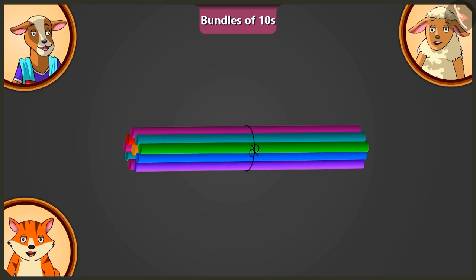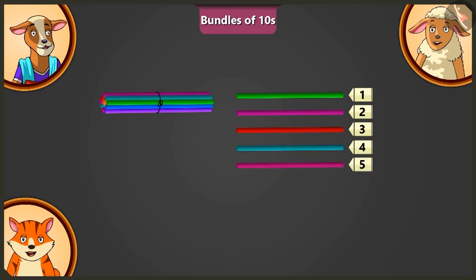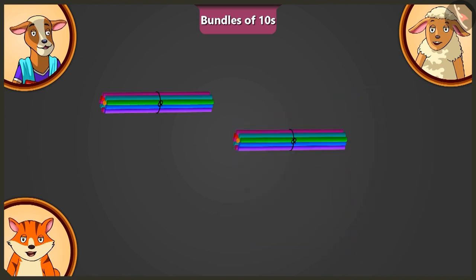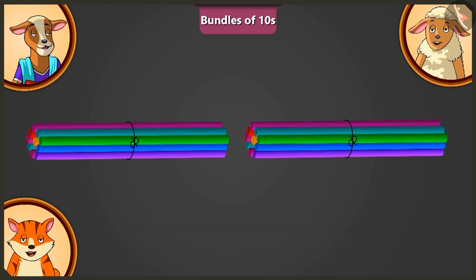Billy, come on. Now in the same way, make a second bundle of 10 straws. 1, 2, 3, 4, 5, 6, 7, 8, 9 and 10. Billy, how many straws are there in total in both these bundles? In both these bundles, there are 10 and 10, 20 straws in total.